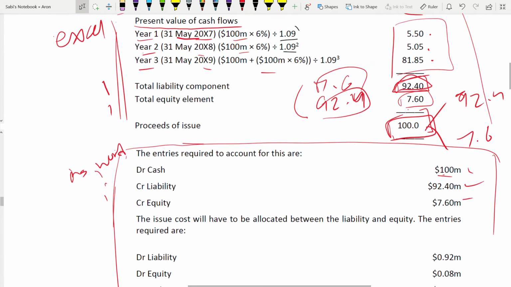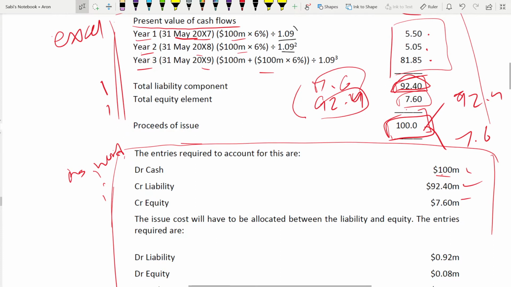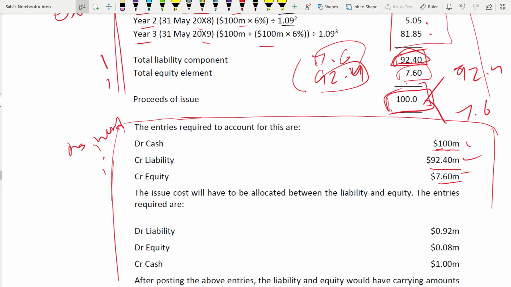So now, the entries that are required. Do the entries. This is the meaning of accounting treatment or entries or whatever. How do you do it? When you are receiving the bond, debit cash, because through the bond you are receiving cash. Credit your liability and equity, we know it's credit. So now you know the liability, now you know the equity also. You have calculated it. And the issue cost will have to be allocated. The issue cost also has to be allocated between liability and equity.